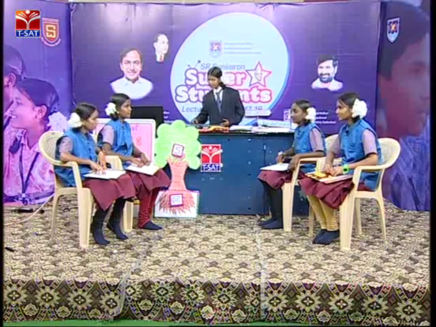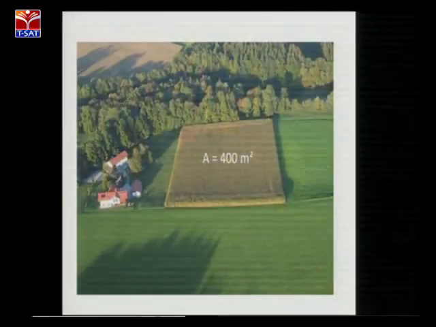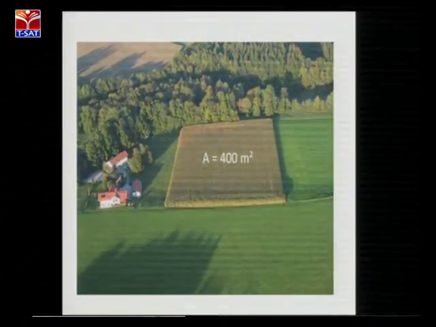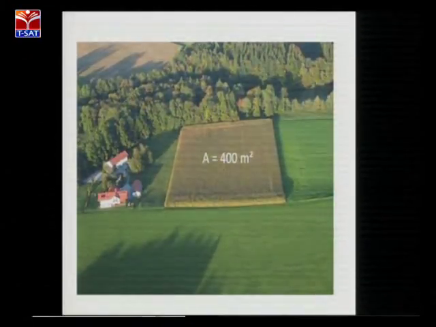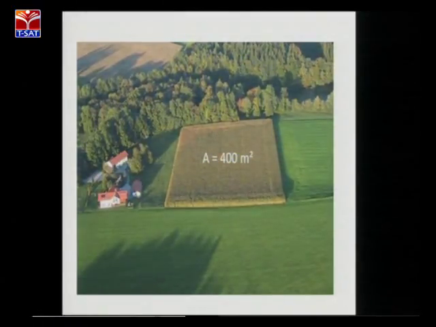Okay, friends, observe on the slide. Wow, what a beautiful field. Friend, the field is in square shape. Yes, the field is in square shape. The area of this field is 400 meters squared. Friends, here we don't know the side of the square. So, friends, now we find it.